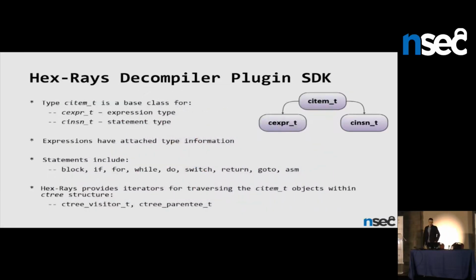Why have we chosen the HexRays decompiler? Because this is assembler independent. HexRays supports x86, x64, ARM, so you don't have to care about a specific compiler. You're just working with this C-tree structure, and a lot of the work to construct it is handled automatically by HexRays. So we are just using this C-tree representation to work with this, and it also offers some classes to do traversal, like C-tree visitor and C-tree parentee.